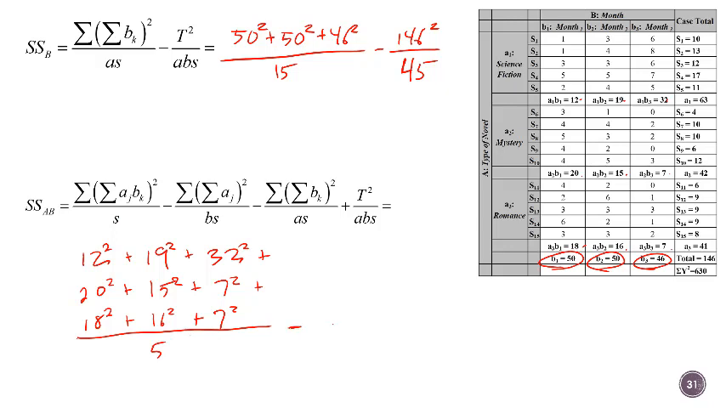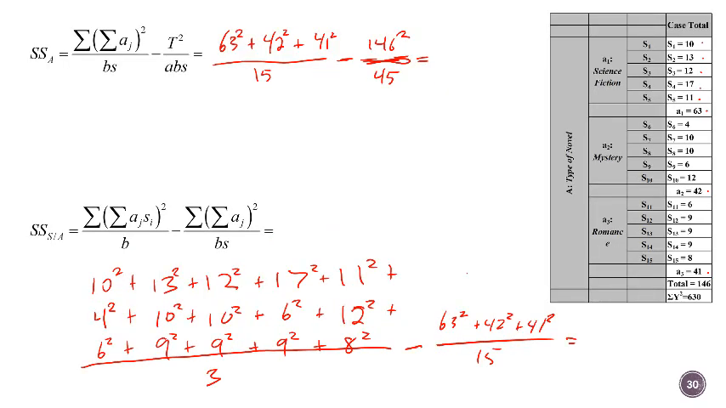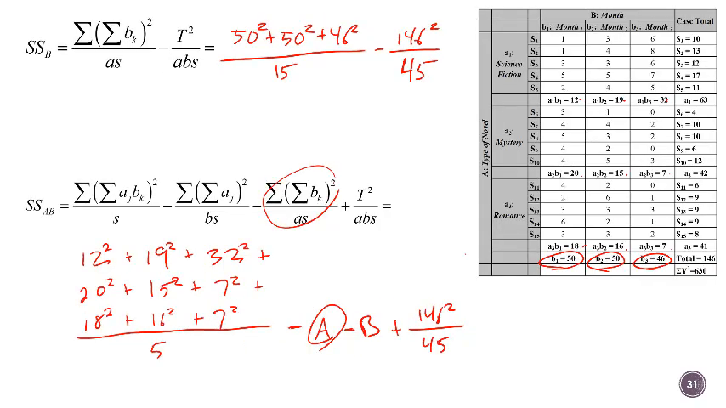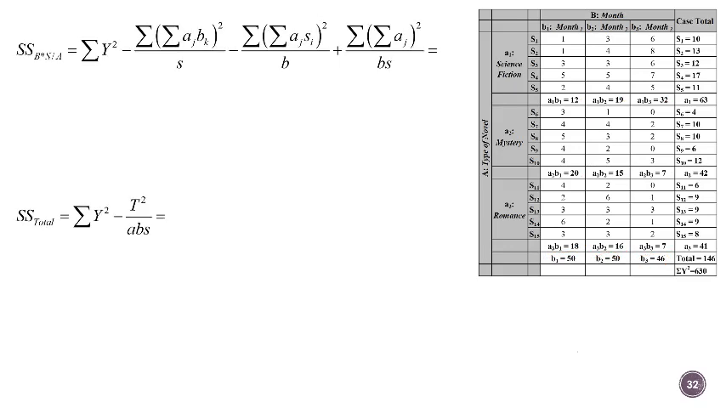Let's subtract out the component for A here, the component for B here, right? We already found out. And then plus the 146 squared over 45. This component is this, right? And this component is this. And again, we'll talk about what those values are in just a second.